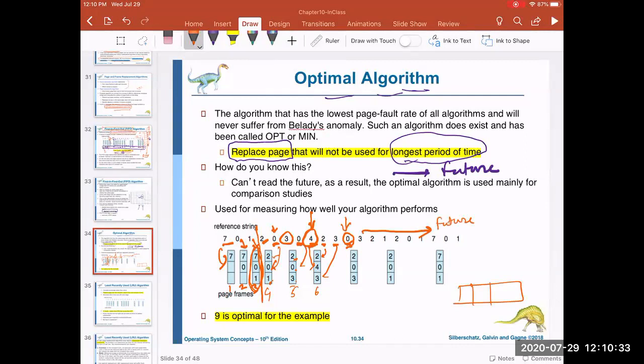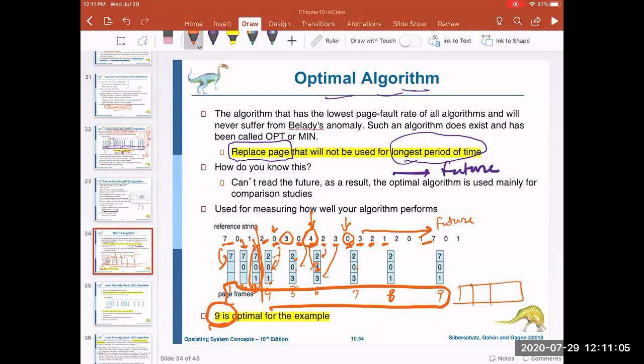So for 0, I'll look here. 3 is used just after it. 2 is used just after that. And 4, where is 4? There's no call to 4. So what I can do is replace 4 with 0. So now this is a page fault. And then we have 1. Again, I do the same thing, 8 and 9. So our optimal algorithm generated 9 page faults.